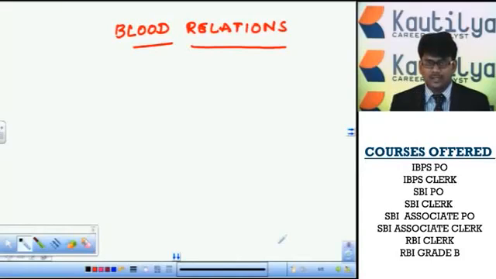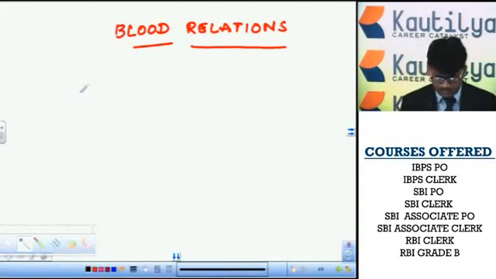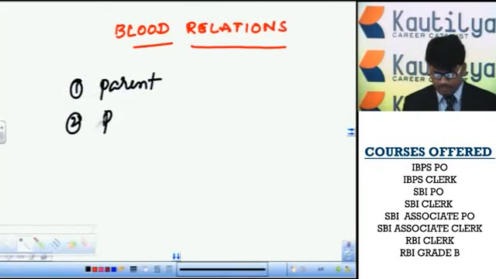Today's topic is blood relations. Here, blood relations are of two ways. The first one is from the parent side. The second one is from the partner side.